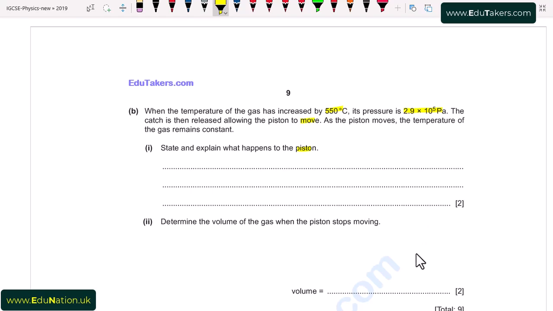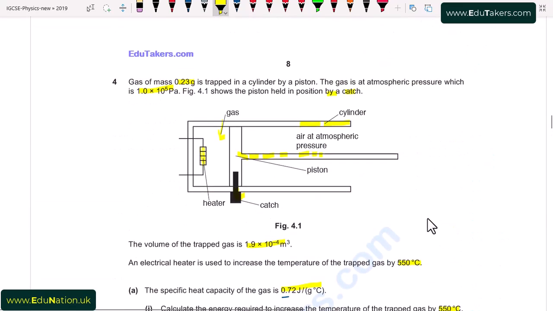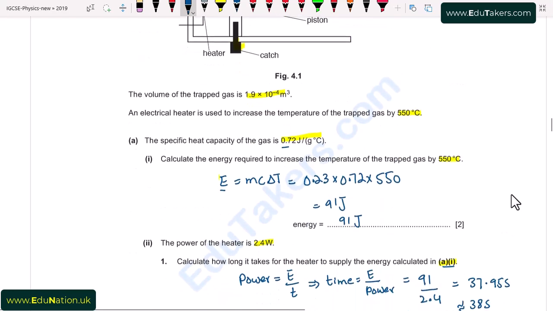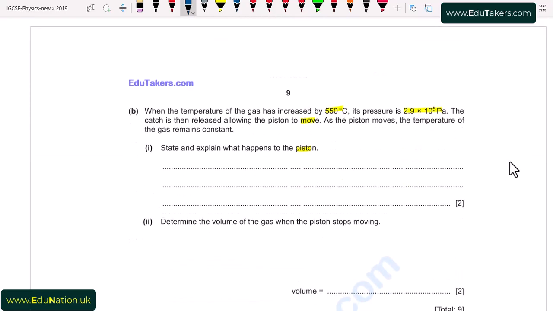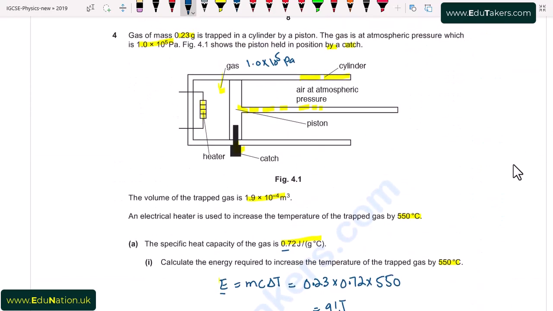So going back to the diagram, here atmospheric pressure is given, that is 1.0 × 10^5 Pascal. And when the inside pressure is also equal to the atmospheric pressure, then the catch keeps its piston. But when the pressure inside this cylinder is increased and its value given, that is 2.9 × 10^5, I write here the pressure again is 2.9 × 10^5 Pascal.